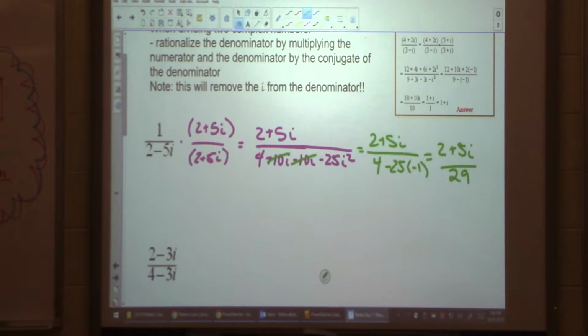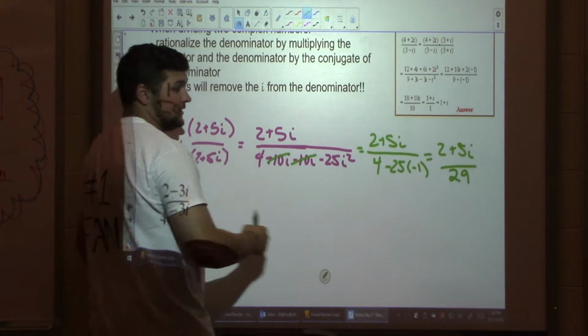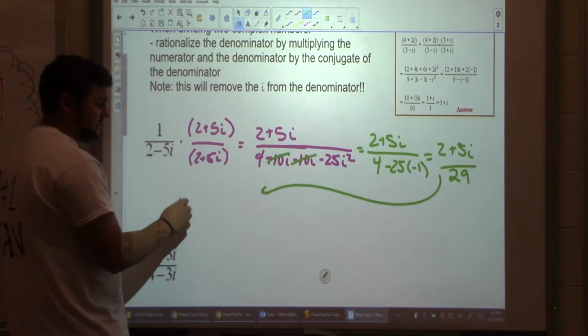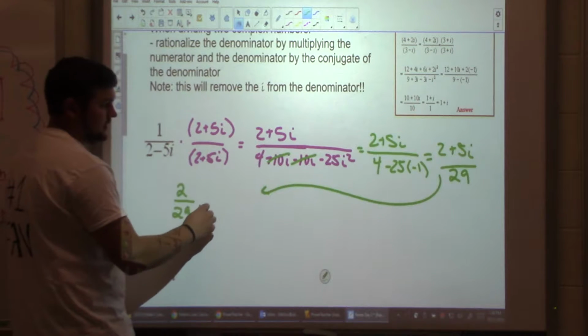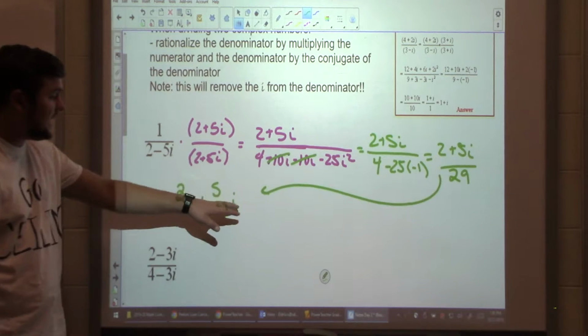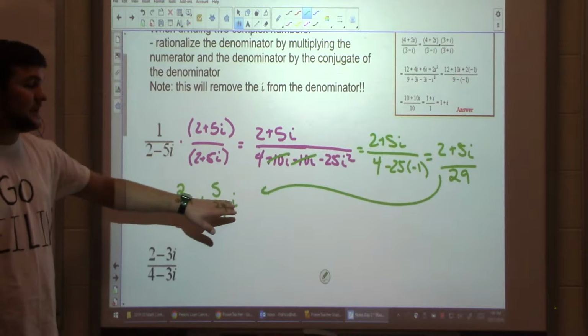Now, technically, that is not a correct answer yet. Why not? How do we write our answers when we're dealing with complex numbers? A plus bi. So what we want you to do is we're going to split this into two separate fractions. A real part and an imaginary part. 2 over 29 plus 5 over 29i. Now, you can put that i on top. You can make it 5i over 29. I have no problem with that. Or you can make it 5 over 29i.